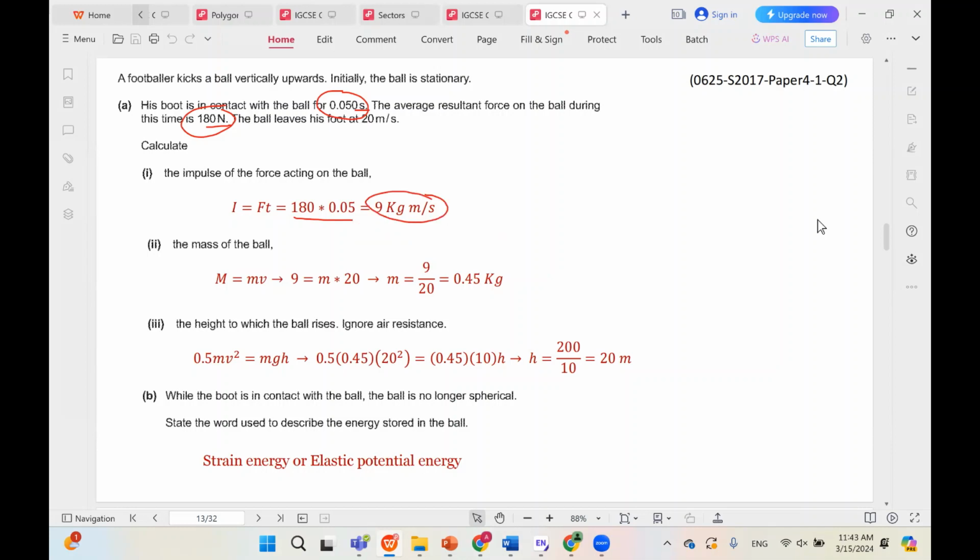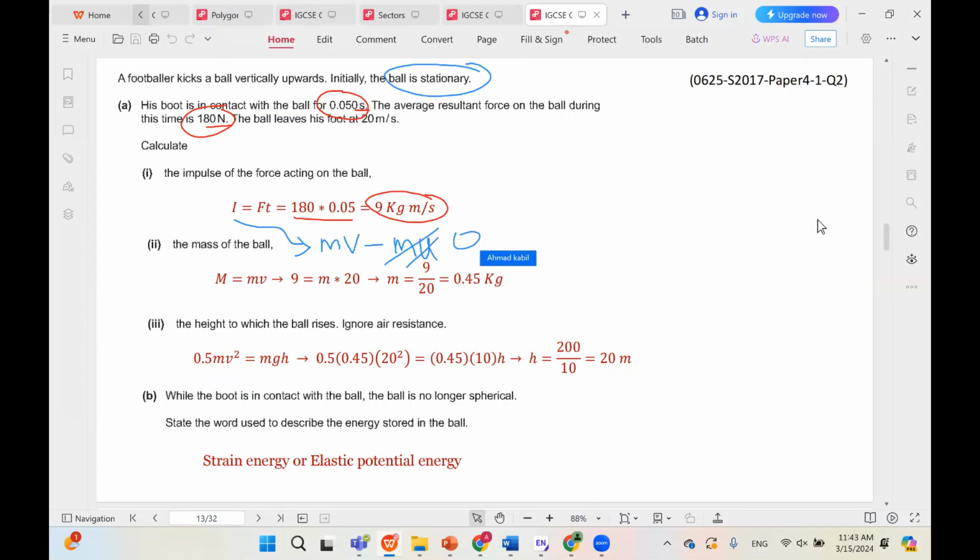Next, we want to find the mass of the ball. So whenever we have impulse and we want to get mass, we start thinking about impulse as the change in momentum. So mv minus mu, where u is the initial speed. Now, initially, the ball is stationary. So that means that it's at rest. The speed is 0. So therefore, this is equal to 0.